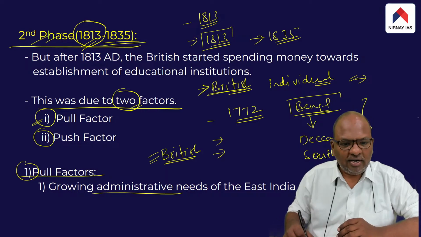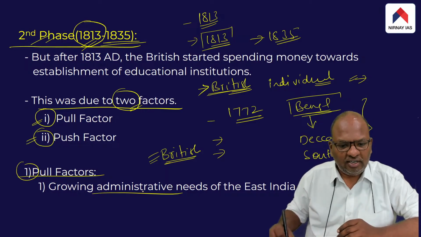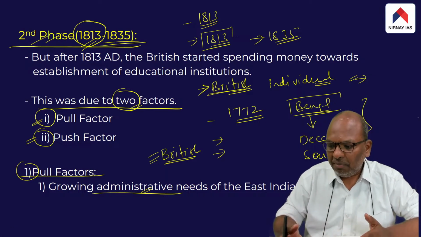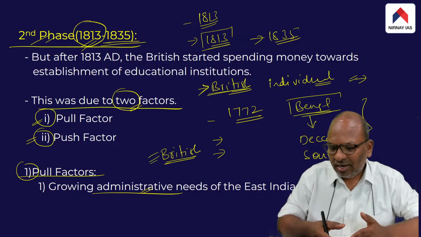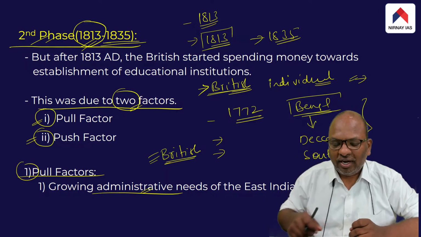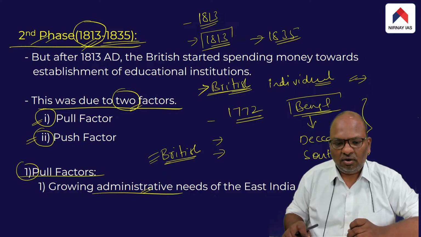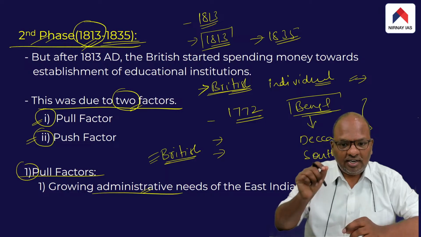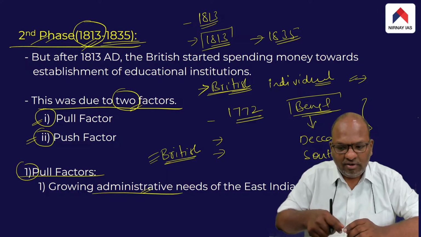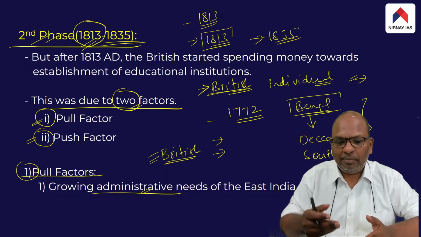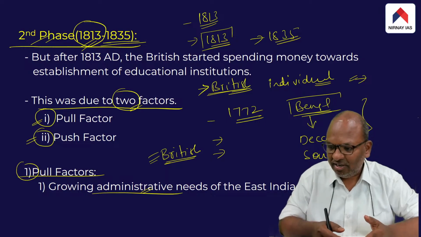One is the pull factor, the second is the push factor. Pull factor is the growing administrative needs of the company. So they wanted more manpower to work as clerks in the administration. To appoint a Britisher to a clerical level job in the administration was very costly for the East India Company, and therefore the British started appointing the native Indians as clerks, because appointing them as clerks would be cheaper when compared to appointing a British man as a clerk here in India.